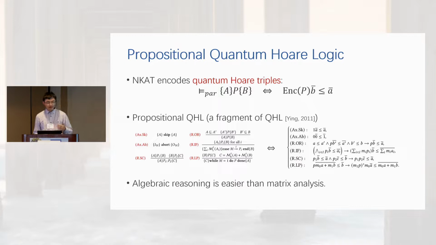With quantum predicates defined, we can encode quantum Hoare triples by inequalities in NKT. Here, the negation is defined in the effect algebra. NKT naturally subsumes the propositional fragment of quantum Hoare logic, which is listed on the left-hand side here. Their encodings are the formulas on the right-hand side, and each of these formulas can be derived algebraically in several lines of proof. It is easy to see that the algebraic reasoning of this Hoare logic is much easier than the complicated matrix analysis of quantum channels for the Hoare logic.